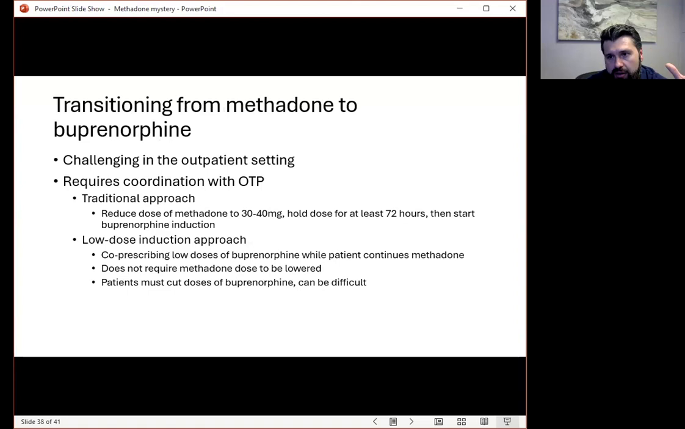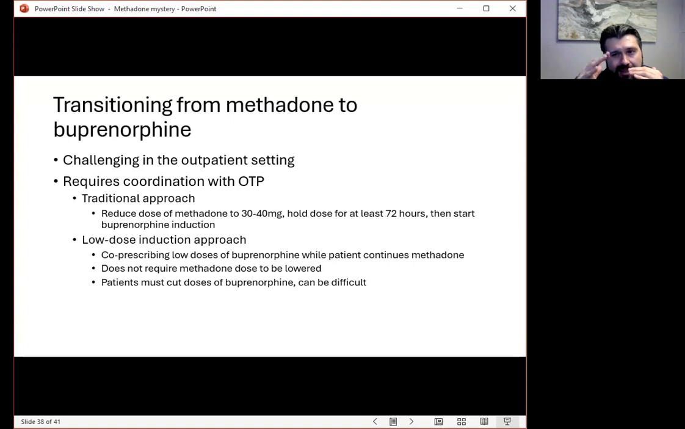There is this other option, which is the low dose induction option. That is sometimes a better option for folks, but it does require co-prescribing of both methadone and buprenorphine at the same time. And sometimes, again, that can be a challenge. It can be done here at the OTP because I'm regulating that. I haven't had too much success with other private practice providers with this, but it is an option.